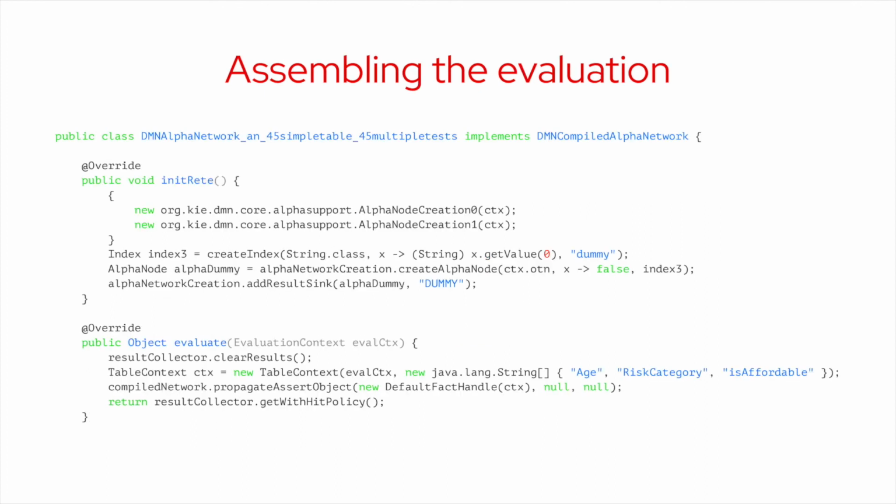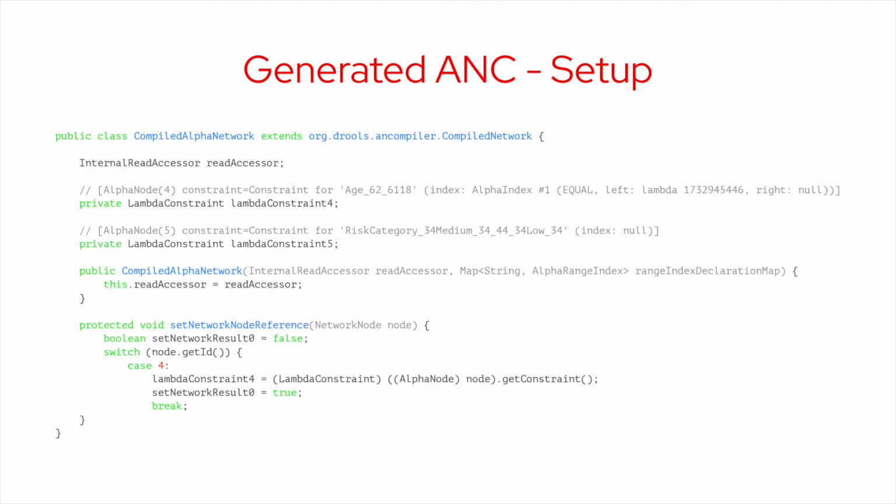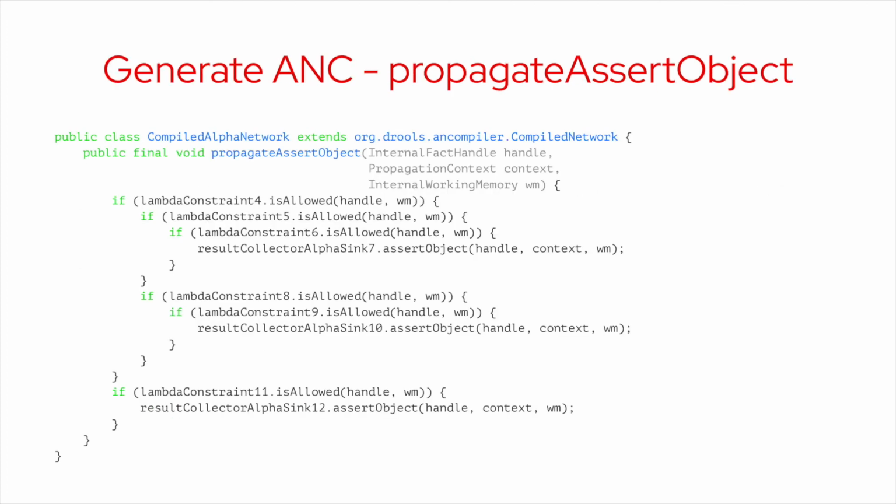We have a class that assembles the evaluation. This generates the Rete in the init method and evaluates it in the evaluate method. And finally, here's part of the compiled alpha network. Only a few of the constraints in the fields are shown. The interesting part is in the propagate offset object method. Even though this specific example doesn't support inlining, we can see it's exploiting the alpha node sharing to reduce the number of the evaluation compared to the original brute force evaluator.